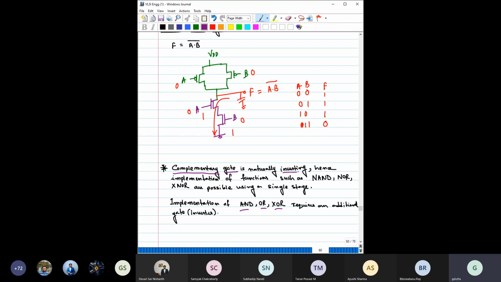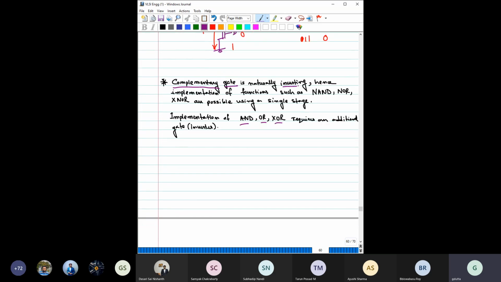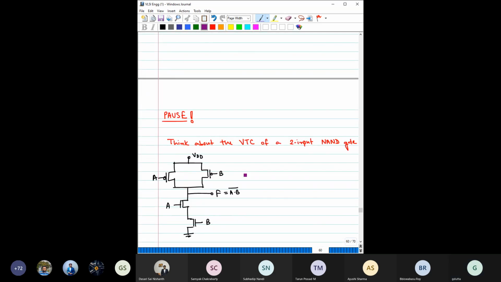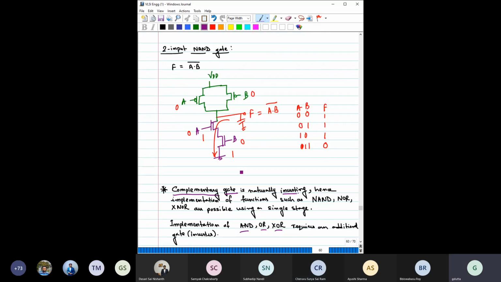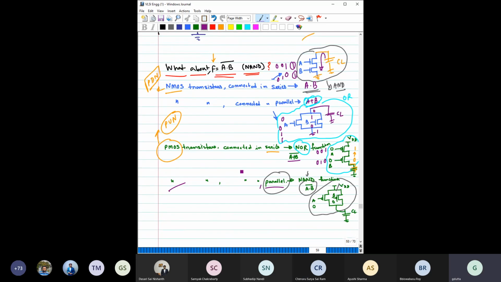Right. So please do remember this point as well. Sir, in the previous page, for NMOS, why did you write AND or? Here also it will become NAND and OR only, right? For NMOS, yes sir, when they are in series.